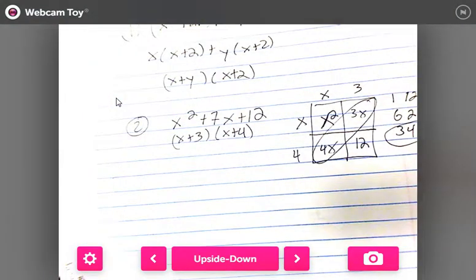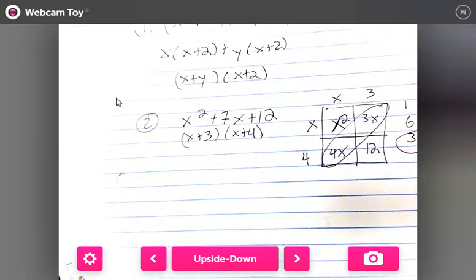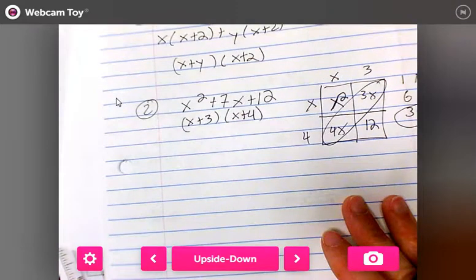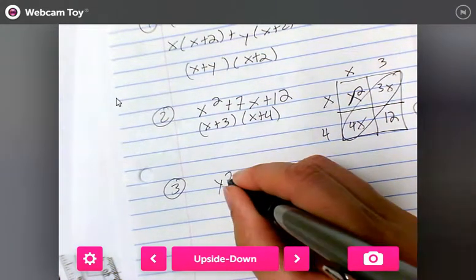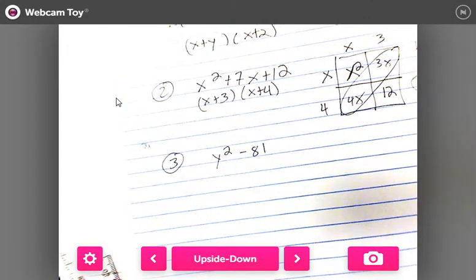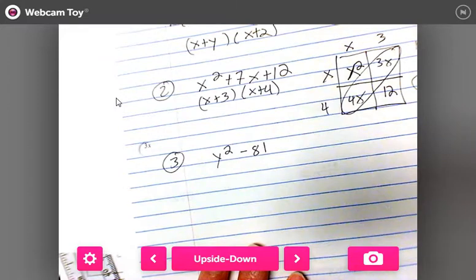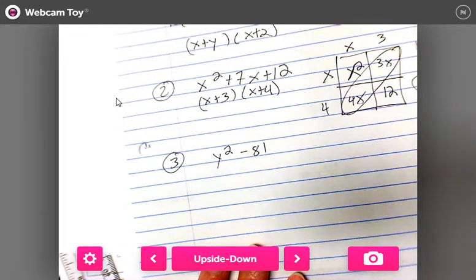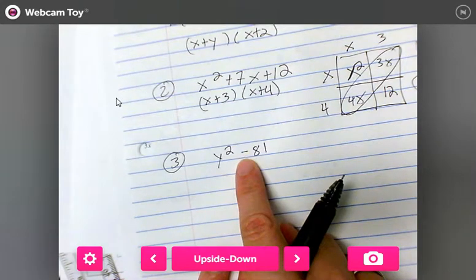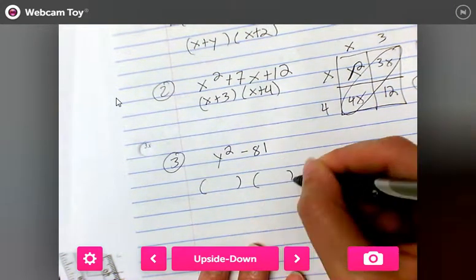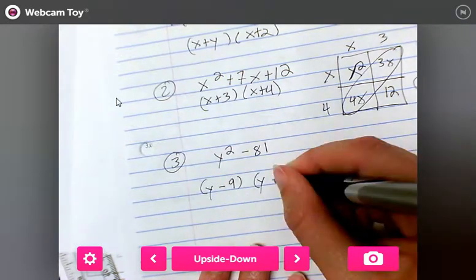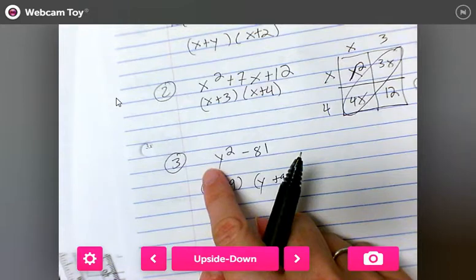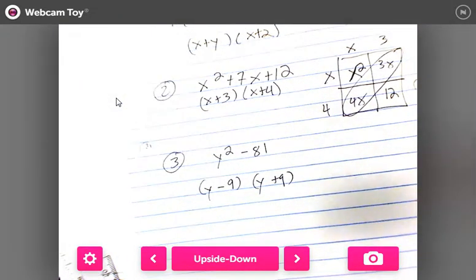Okay, let's try another one. How about this one? y squared minus 81. So if you're looking, this isn't a grouping one because there's not 4 terms. There's not 3, so I can't use the trinomials, just the Punnett square thing. So what are we going to do? y and y, and then? There you go. That's it. Done. If these are both perfect squares, you just know one's positive, one's negative. Okay? Let's do another one.